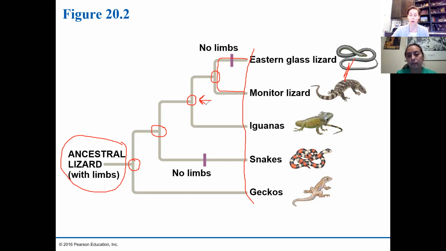So you might get an art question or a scenario question where you're shown a phylogenetic tree and you might be asked which pair is the most closely related. If your option was monitor lizard and who else, it would have to be iguana, because their common ancestor is more closely related, or sooner in the phylogenetic tree, than with snakes or geckos. Oh, I'm going to clear that. Okay.